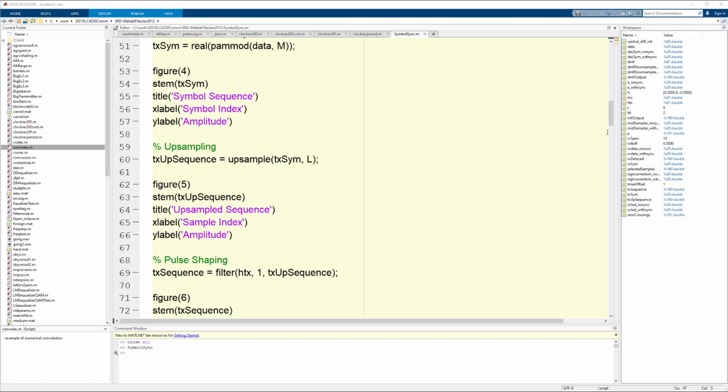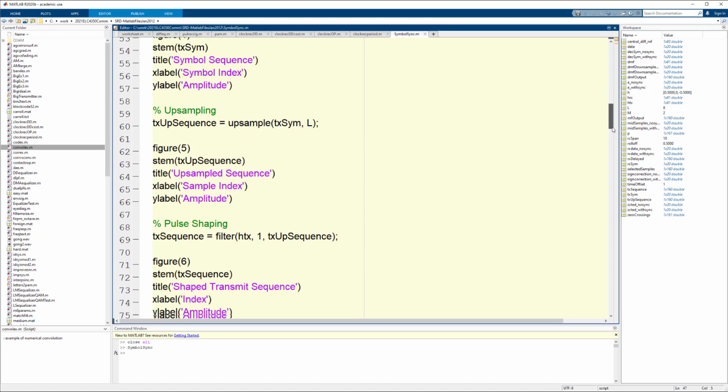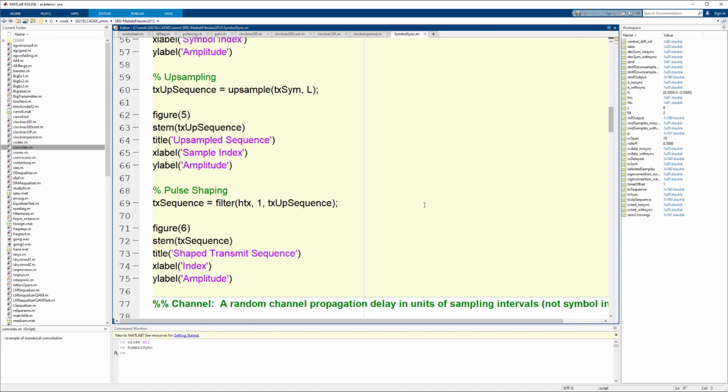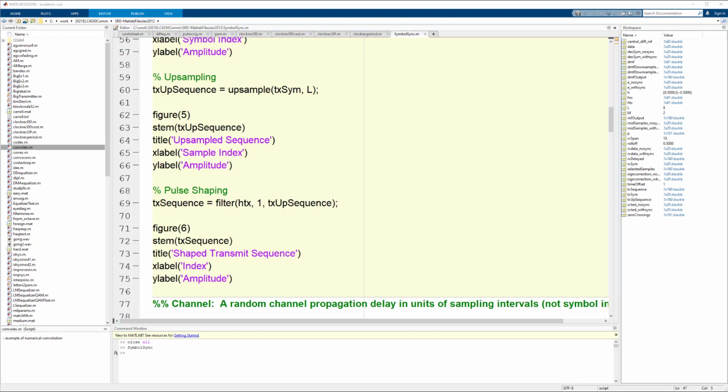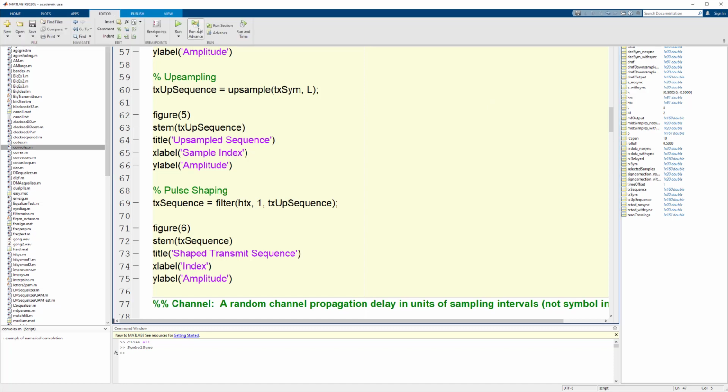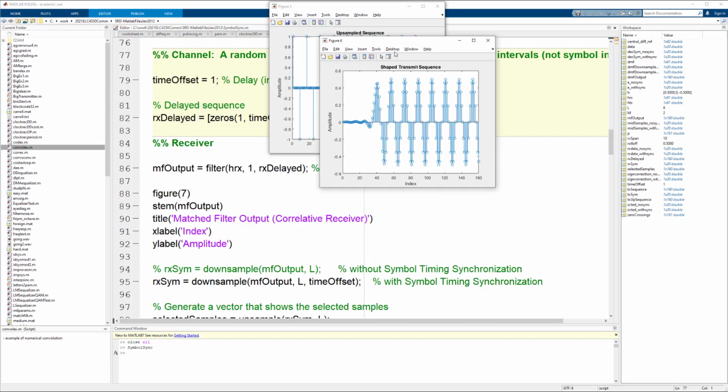The upsampling transmit sequence will go through the post-shaping filter. So line 69, the transmit sequence is filtering of the upsampling sequence with the transmit filter, which is the raised cosine. On figure 6, we plot the transmit sequence. So let's run this portion of the code.